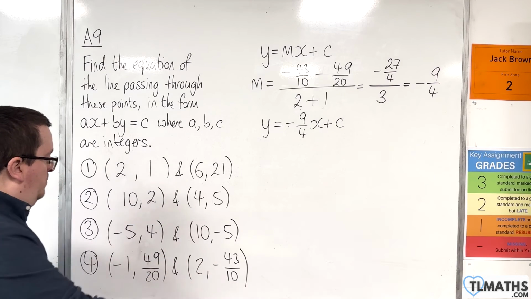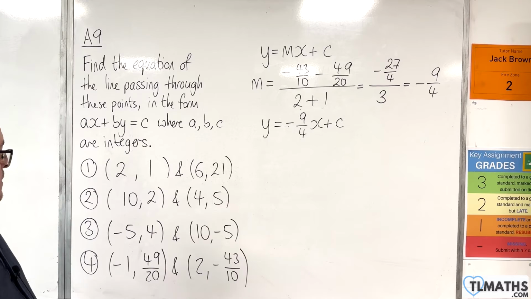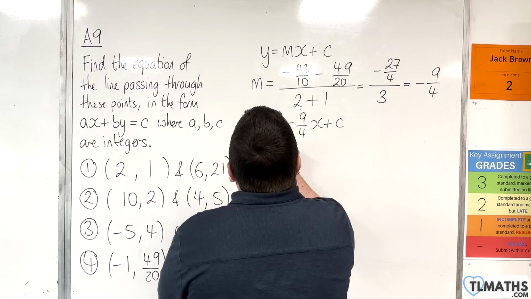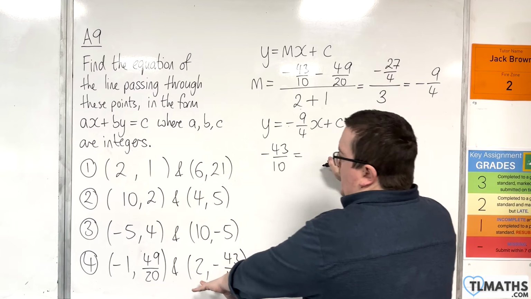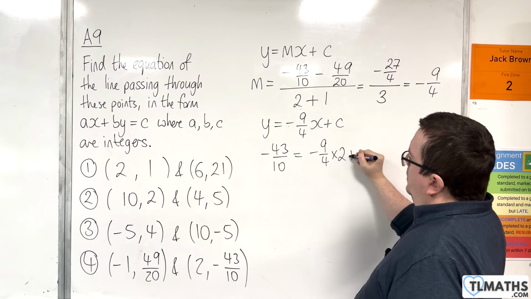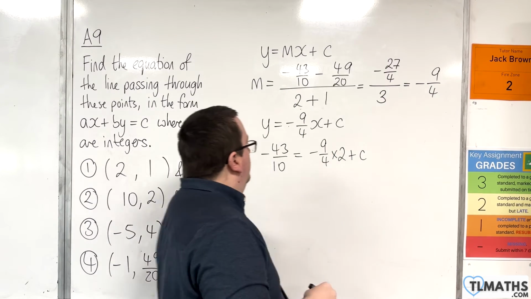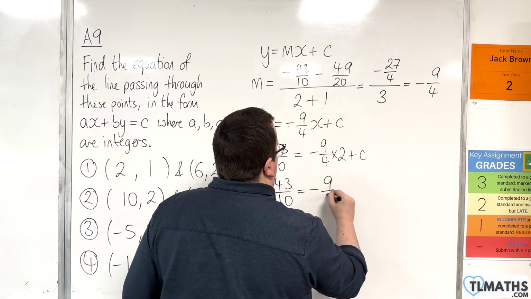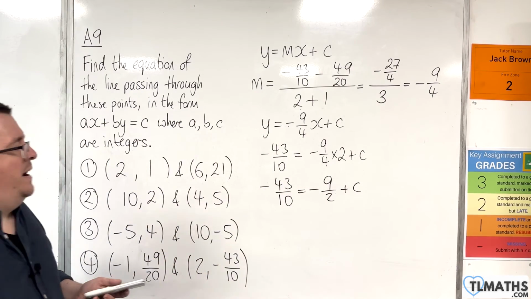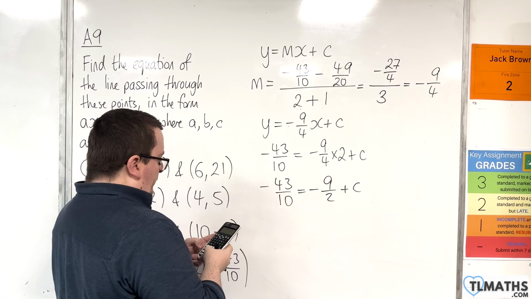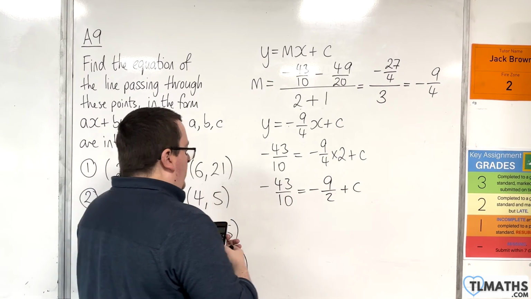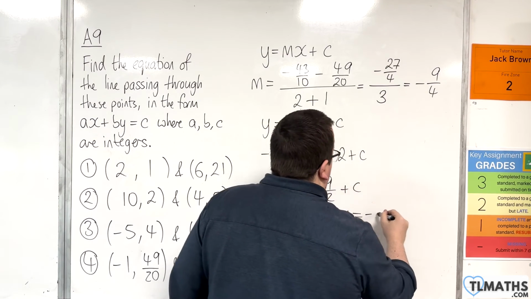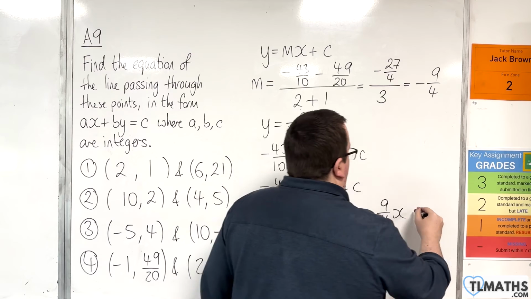Now substitute in one of these 2 points. I don't know which one's really easier here. Let's go with this one, shall we? 2 minus 43/10. So the y is -43/10. The x is 2, so -9/4 times 2 plus c. So -43/10. -9/4 times 2 is -9/2. So I now need to add 9/2 to both sides. So -43/10 plus 9/2 is 1/5. So y equals -9/4 x plus 1/5.